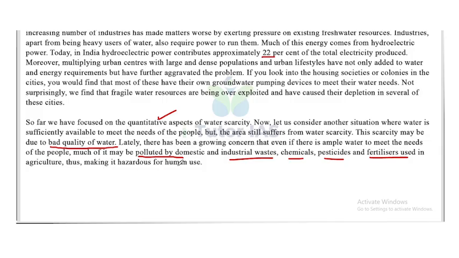So if there is sufficient water available, but people are still facing water scarcity, why? That is because of the bad quality of water. And this bad quality of water is caused by pollutants from domestic and industrial waste, and chemicals, pesticides and fertilizers used in agriculture. These are some of the causes of the bad quality of water.